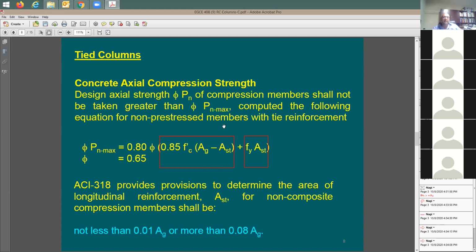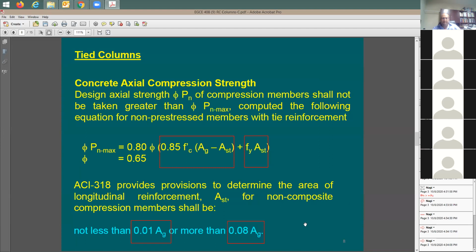But when it comes to the minimum and maximum steel ratio that you put on a column, the code says your minimum steel ratio is going to be 0.01 times A_g, which means 1% of the cross-section area. And your maximum is going to be 8%. You cannot go beyond the 8%.